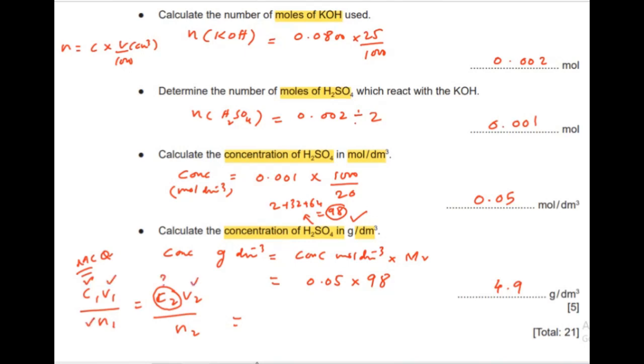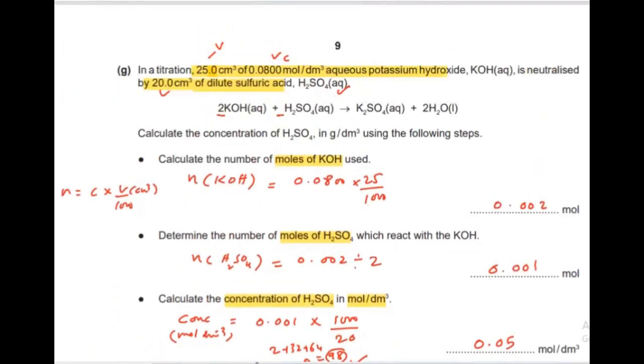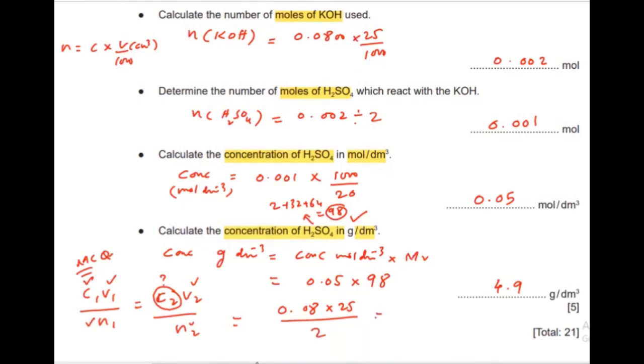This is the question mark, this is 20, this is 1, the number of moles of base is 2, then V1 is 25, and this is 0.08. So if you put the data, 0.08 times 25 over the number of moles of base, which is 2, is equal to C2, where V2 is 20 and the number of moles is 1. If you calculate, you will get the same answer, 0.05, which is the concentration in moles per dm cubed. So this is the best way to get the answer for MCQs especially. I hope you will get the answer.